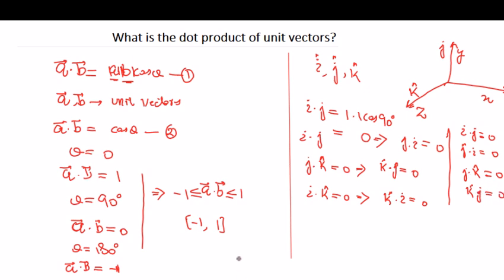Now if two unit vectors are similar, for example, consider I dot I, then this will be equal to 1, 1 cos 0, so this is equal to 1. Now j dot j will be equal to 1. Similarly, k dot k will be equal to 1.